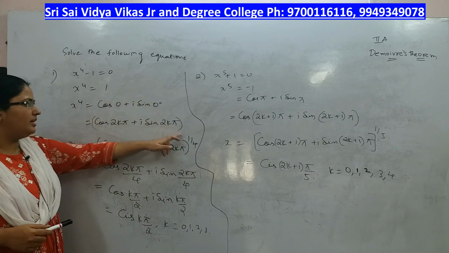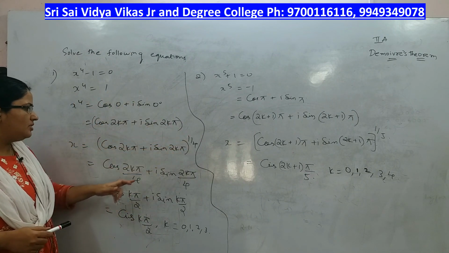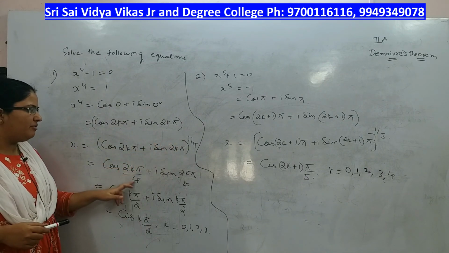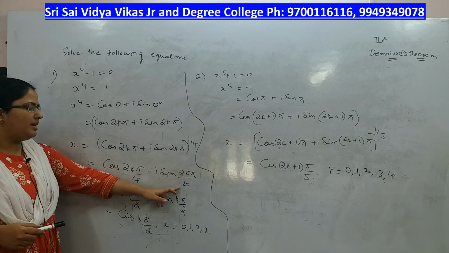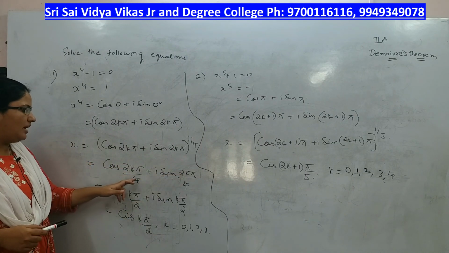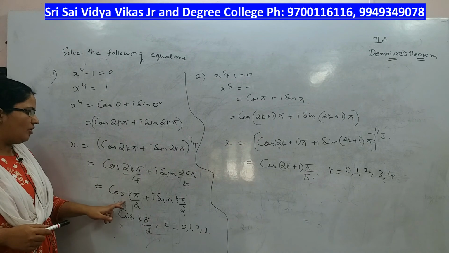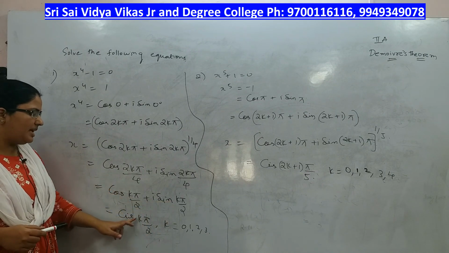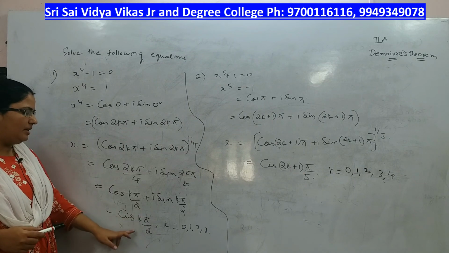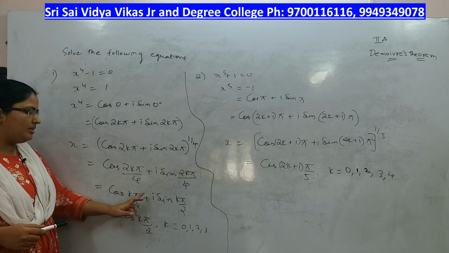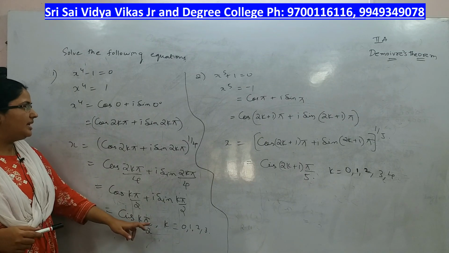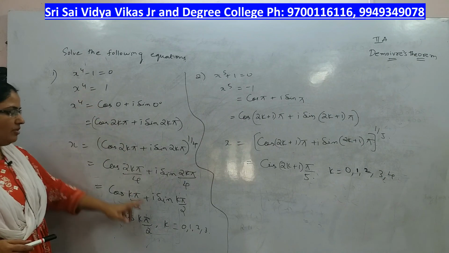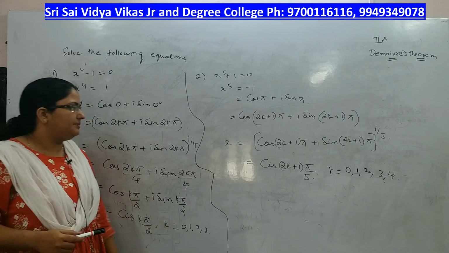4 will come over here, it will become 1 by 4. So if you apply De Moivre's theorem, this 1 by 4 comes down. It is cos 2k pi by 4 plus i sin 2k pi by 4. 4 cancels with 2, so you have cos k pi by 2 plus i sin k pi by 2. This can be written as cis k pi by 2. Cis k pi by 2 means cos k pi by 2 plus i sin k pi by 2, where k value is 0, 1, 2, 3. If you have 4, you will get 4 values from 0, 1, 2, 3.